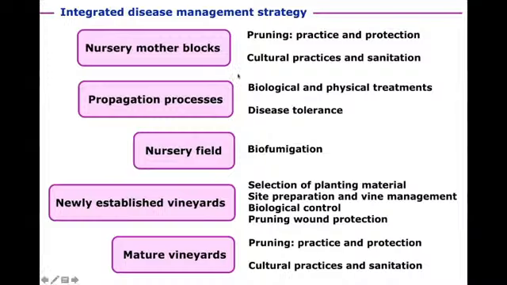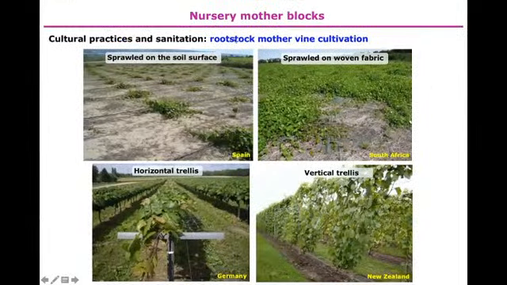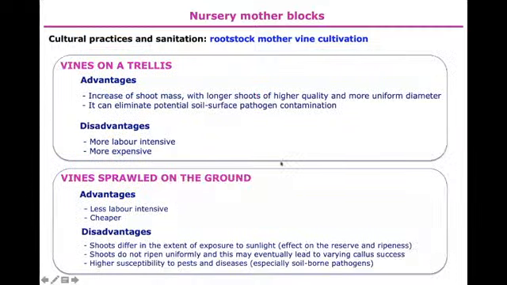Proper pruning practice and protection, as well as cultural practices and sanitation, must be applied in mother blocks. Rootstock mother plants can be cultivated in several systems: sprawl on the soil surface, sprawl on woven fabric, and with horizontal or vertical trellis system. Vines on a trellis system have some agronomical advantages, and it can also eliminate or reduce potential soil surface pathogen contamination. In contrast, this system is much more labor-intensive and expensive than vines sprawl on the ground.